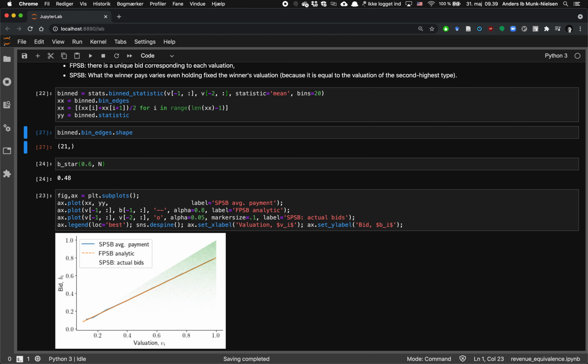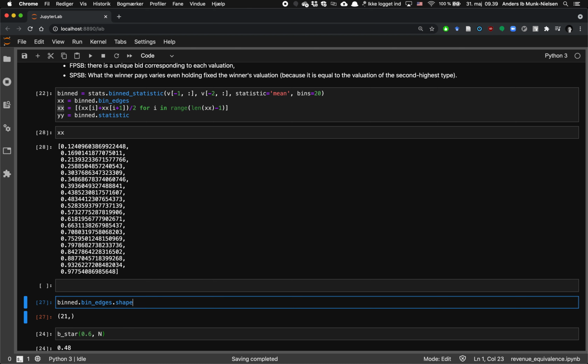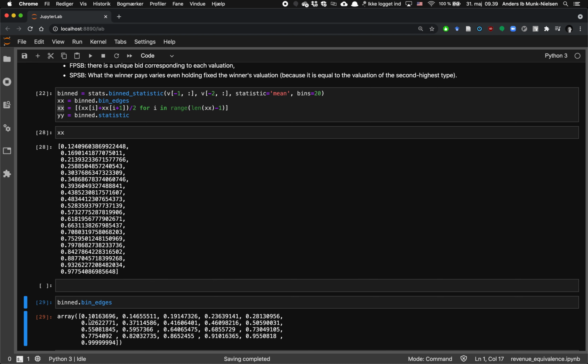Annoyingly, this means that there are 21 bin edges, right? There are 21 bin edges to get 20 bins. So what this little snippet here does is it takes the average value of the bin edges and puts that as the x variable here in xx. So then that means that xx in the first number here is 0.12. So that is the average of the first two bin edges, 0.10 and 0.146.